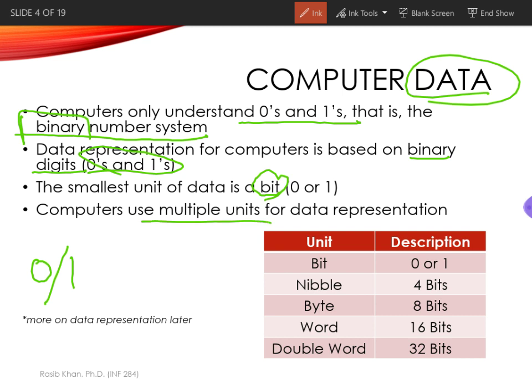However, there are multiple different units a computer can understand. So if you look at the table here, a bit is only a 0 or 1. A nibble, on the other hand, is a collection of 4 bits. A byte is 8 bits, a word 16, and a double word is 32 bits.